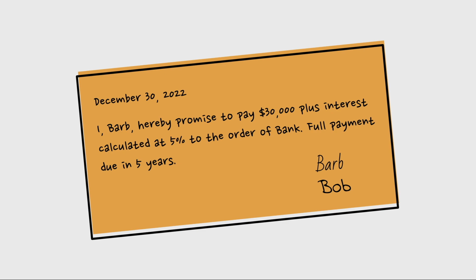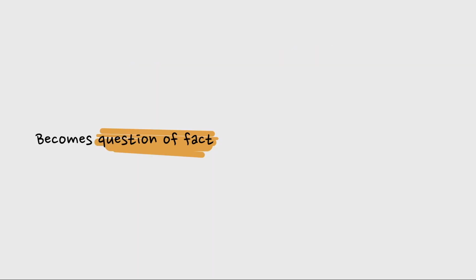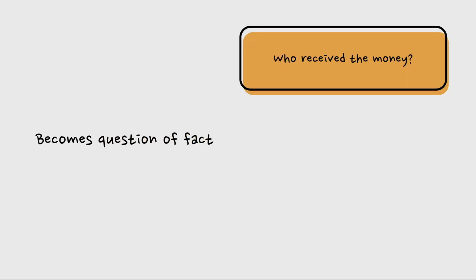Well, what happens if it's unclear? How does Article 3 sort that out? What it says is it becomes a question of fact. It becomes a question of fact. And the court's going to look and say, well, who received the money? Because if Bob's not getting any of the money, if this party that signed isn't getting the money, then that leans in favor of saying maybe they are an accommodation party. Maybe they are just a guarantor because they're not getting the benefit of this money.